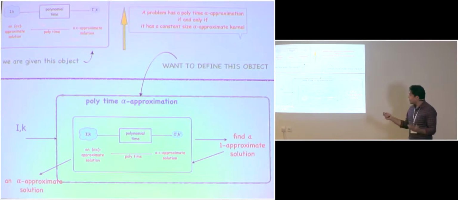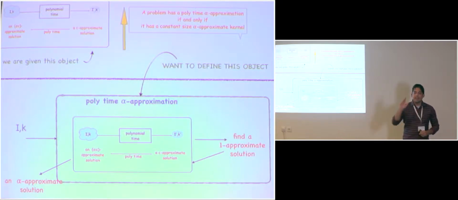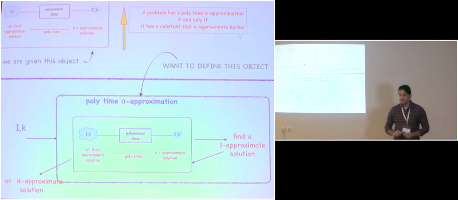So this is a very simple proof that a problem has a polynomial time alpha approximation if and only if it has an alpha approximate kernel of constant size. And the proof that a problem has an FPT time alpha approximation if and only if it has some alpha approximate kernel is very similar to the proof that FPT if and only if kernel. So I'll leave this as an exercise. Any questions so far?